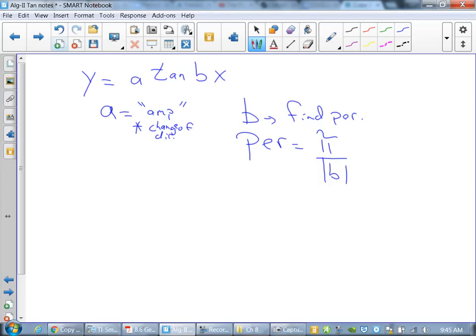We still use that absolute value of B, even though you will probably never see a negative B value in this class. It's not to say it doesn't exist, but.